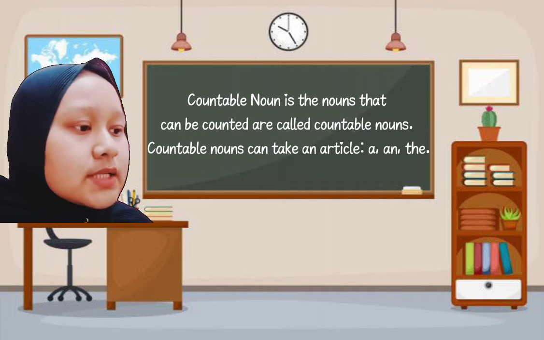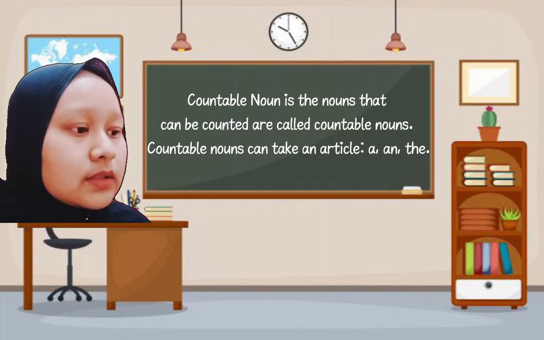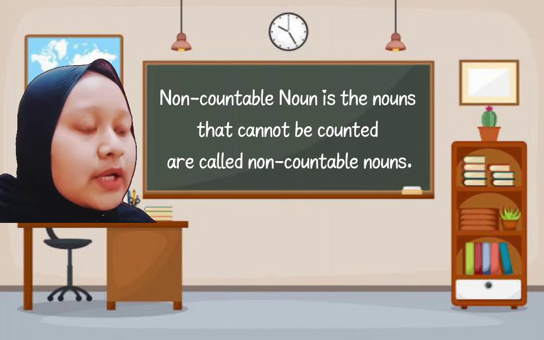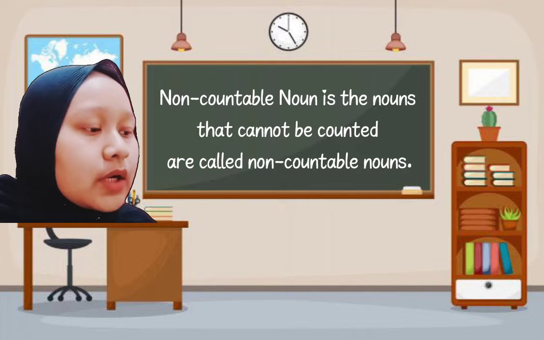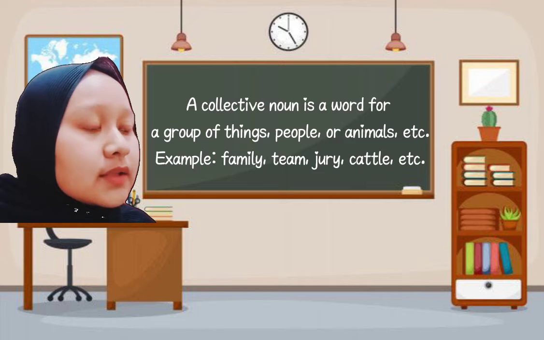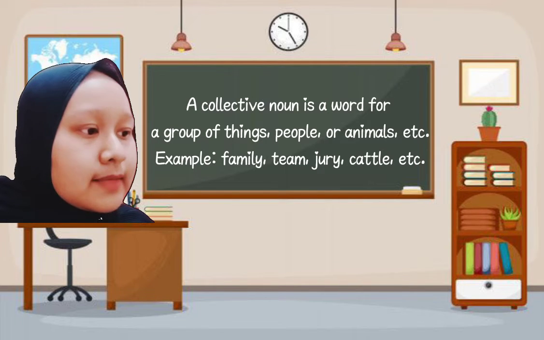Countable nouns are nouns that can be counted. Countable nouns can take an article, a and the. Non-countable nouns are nouns that cannot be counted. Collective noun. A collective noun is a word for a group of things, people, or animals.